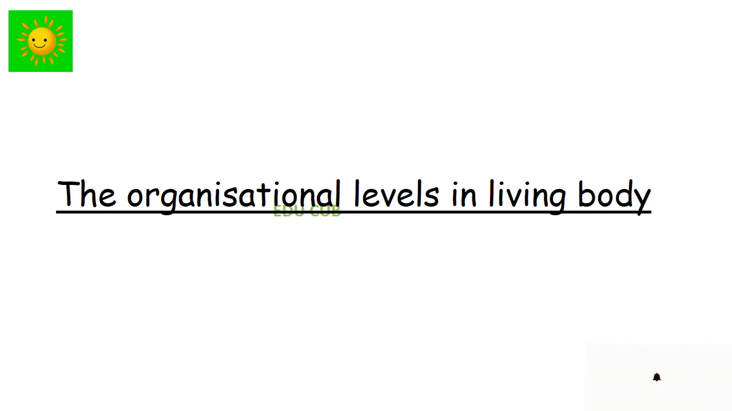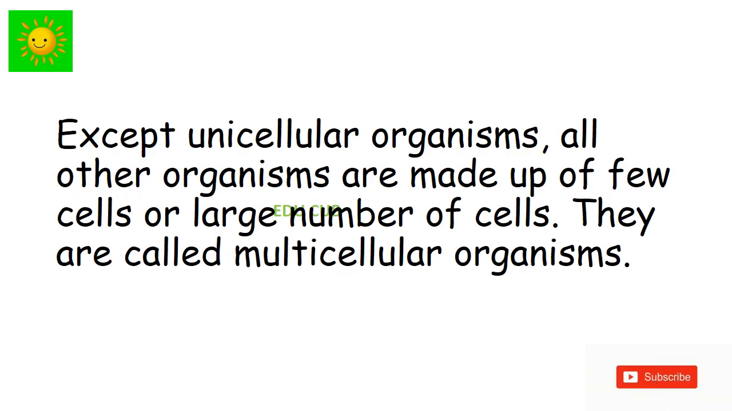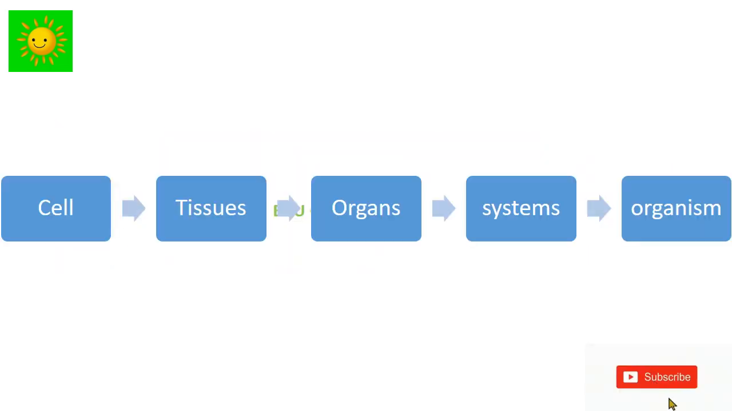Our next topic is the organizational levels in the living body. Except unicellular organisms, all other organisms are made up of a few cells or a large number of cells. They are called multicellular organisms. I have given you the levels of organization from the simple level, cell, to the complex level, organism. Cell, then tissues, then organs, systems and organisms.